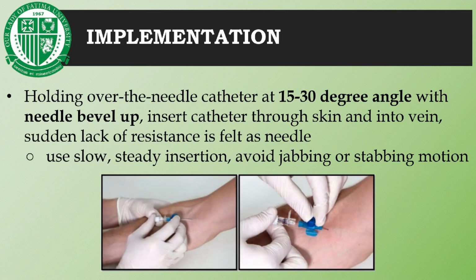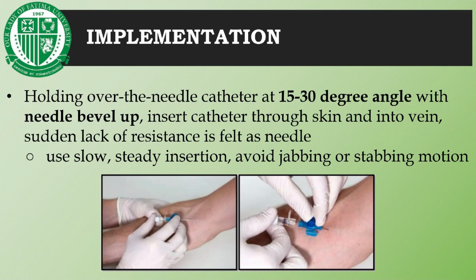The nurse should hold the needle catheter at a 15 to 30 degree angle with the needle bevel facing up during insertion, then insert the catheter through skin and into the vein. You should feel a lack of resistance once the needle enters the vein. The catheter should be inserted slowly and steadily with controlled motion. It's important to avoid any jerky or forceful motions, such as jabbing or stabbing, which could cause damage to the vein or surrounding tissue.